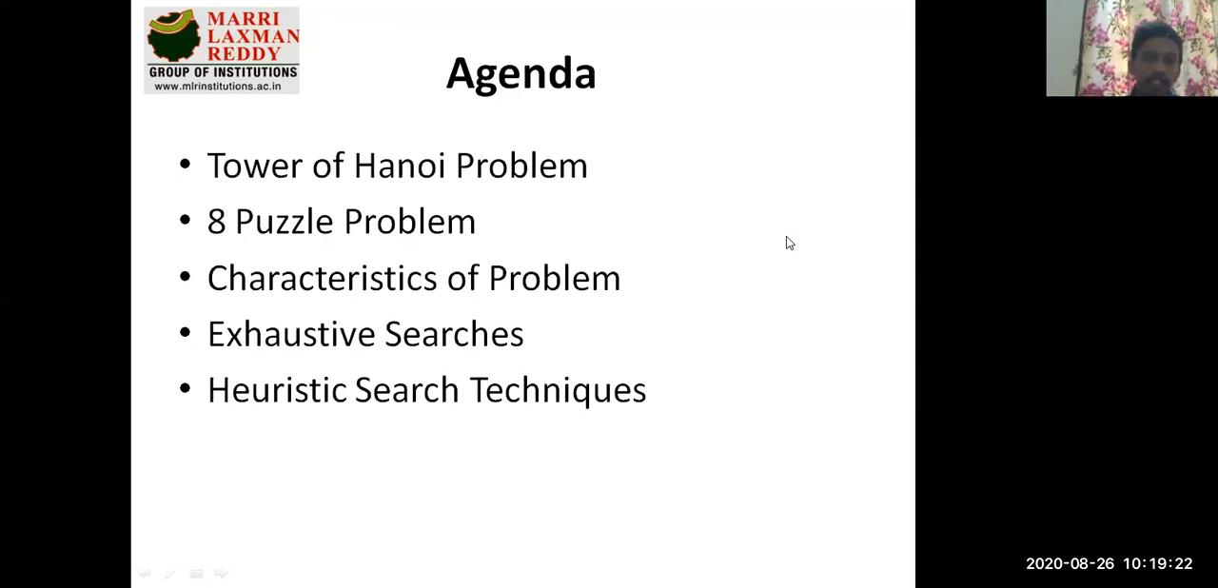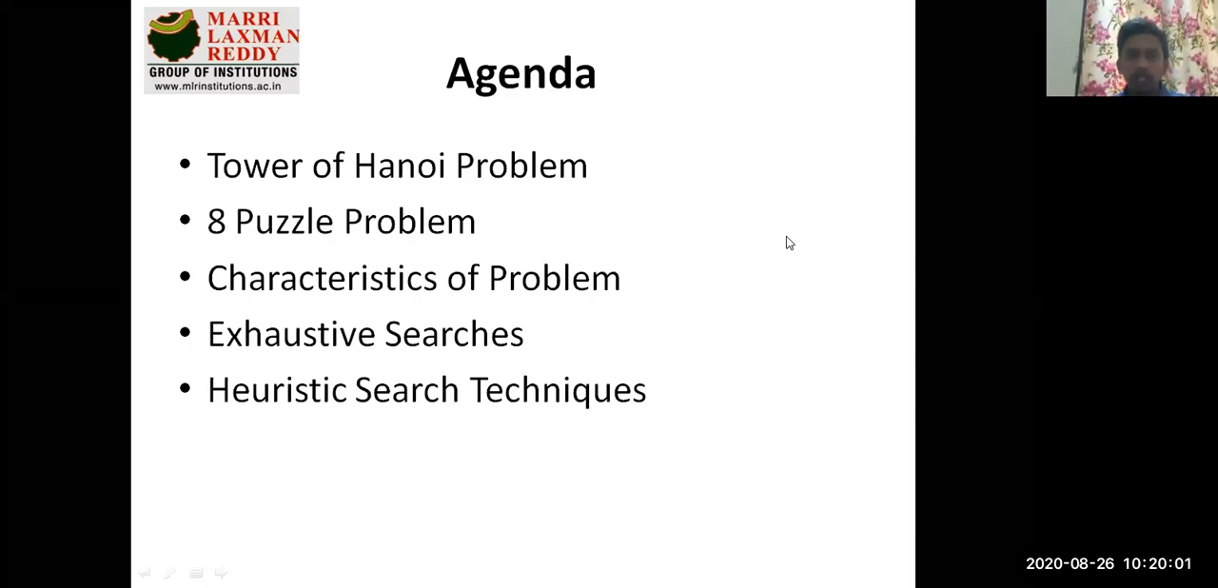Today's agenda is trying to understand two more problems: the Tower of Hanoi problem, and the 8 puzzle problem, which is like a game. Both of them are again games that kids will be playing, and you can try to analyze them in that manner. Also we will move on to the next topic in our syllabus, called characteristics of problem. The next concept is exhaustive searches, and if possible, by the end of today's session we will try to go on to heuristic search techniques. So these are the 5 agenda points which we need to cover today, most probably.